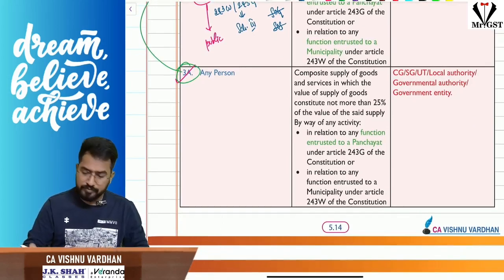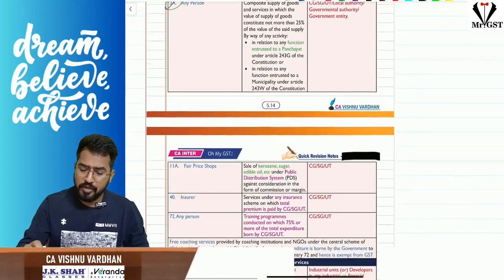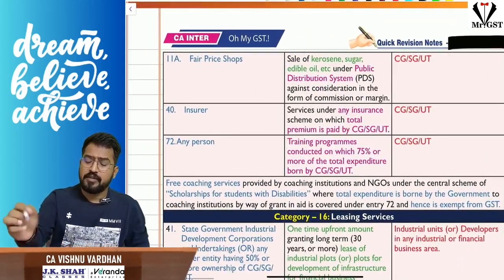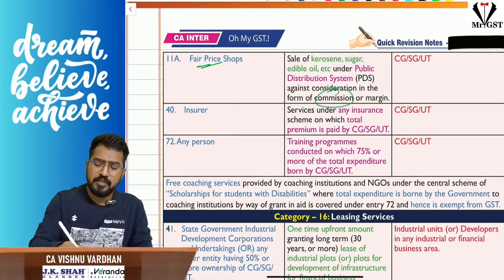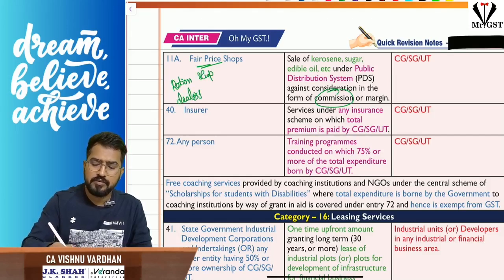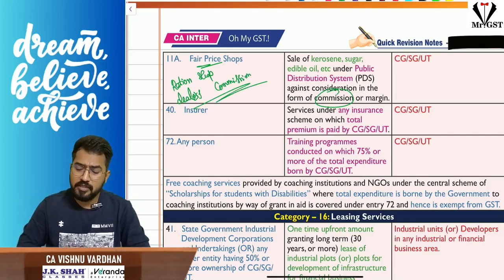Clear? So that is what that point. So please be careful. And the ration shop dealers commission, fair price shops, so whatever the commission they get is exempt under GST. So I can say here, ration shop dealers commission, okay, exempt under GST.